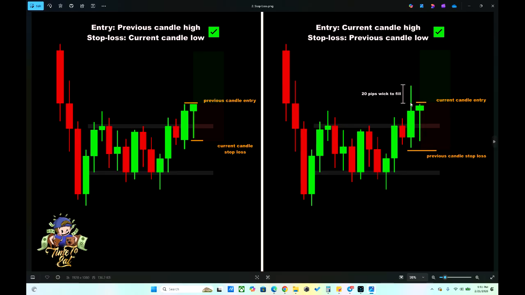Now I'll tell you when we enter, when we set stop loss, and this is one I showed you before. You have two ways of setting a stop loss. You can set it on the current candle's bottom wick or top wick, or you can set it on the previous candle's bottom wick or top wick.